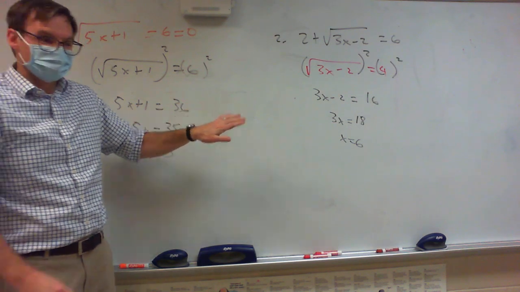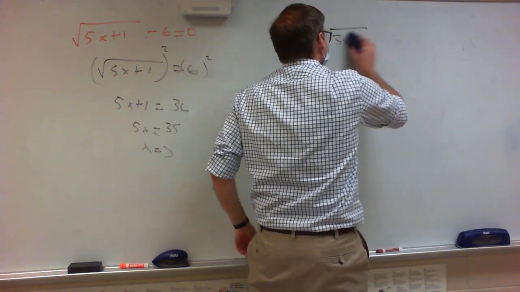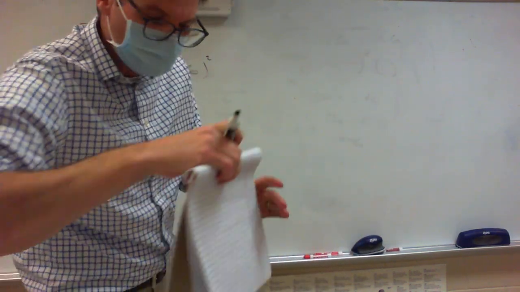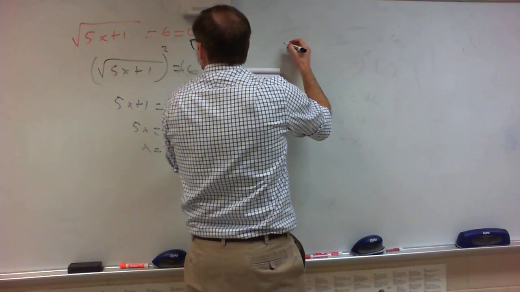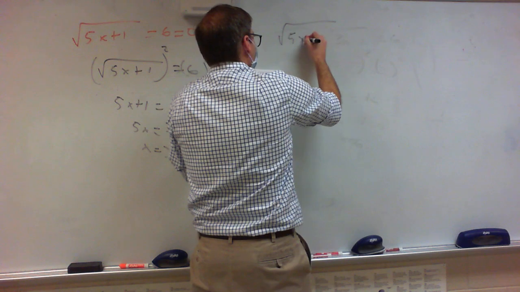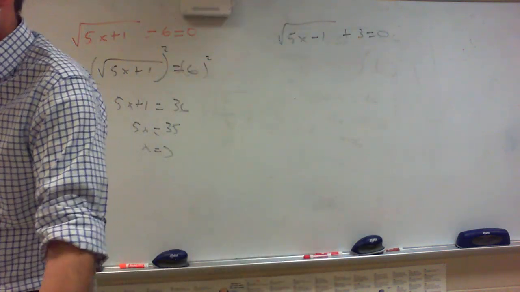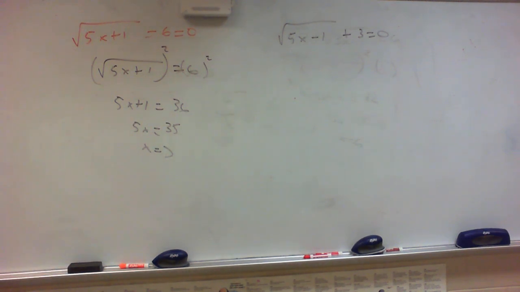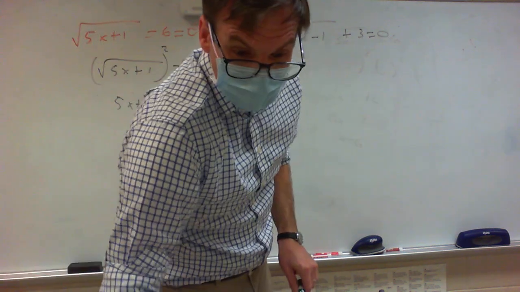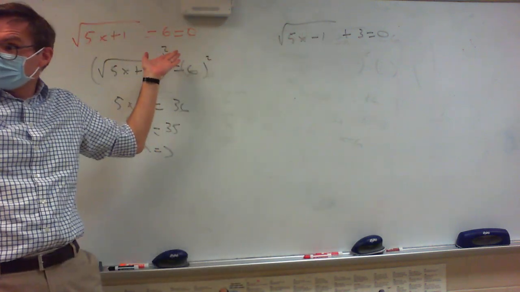Okay. So what happens about this one? Looks almost the same. Let's say I give you the square root of 5x minus 1 plus 3 is equal to 0. Solve that one. I mean, so you go through, right? So can we approach this problem the exact same way we approach this one?